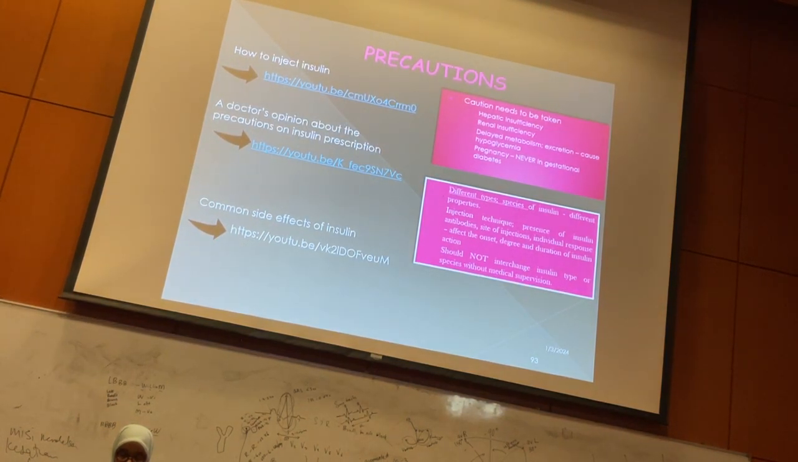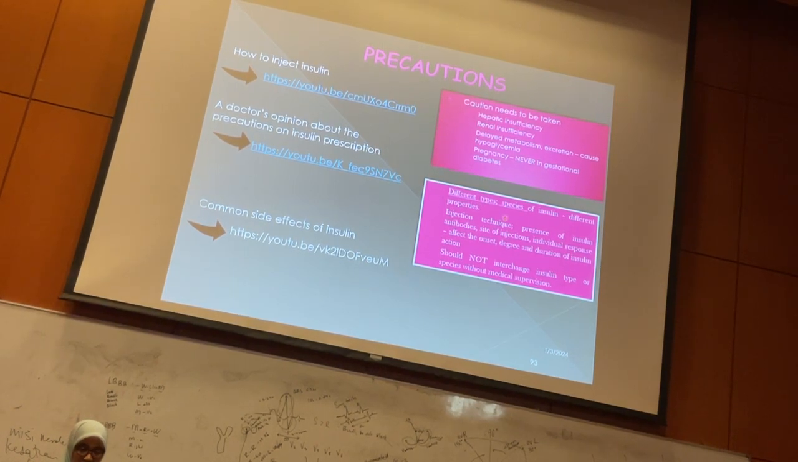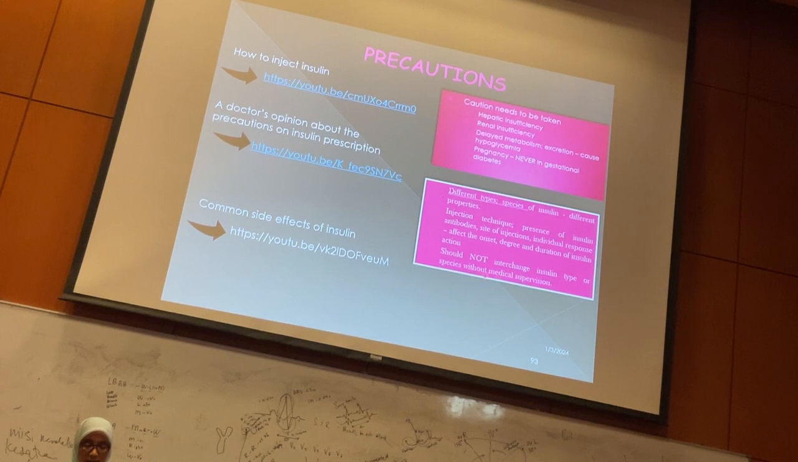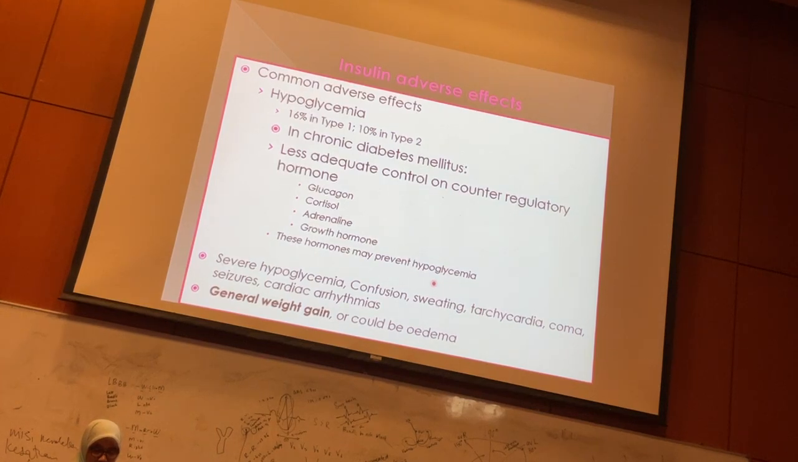Now, these are the precautions that you need to take into consideration. Cautions to be taken: hepatic insufficiency, renal insufficiency. In insulin preparations, okay, different types, species of insulin, different properties, injection techniques, presence of insulin antibody, site of injection, individual response. Okay, and patients should not interchange insulin type or species without medical supervision. Okay, so these are the adverse effects: severe hypoglycemia, confusion, sweating, tachycardia, coma, seizure, okay, general weight gain, or it could be edema.